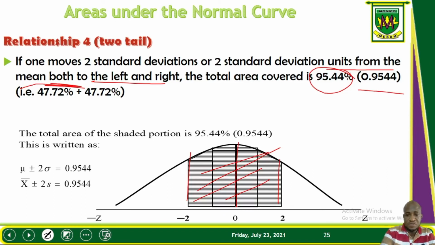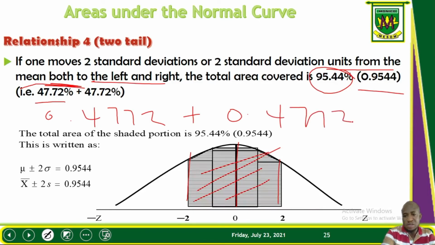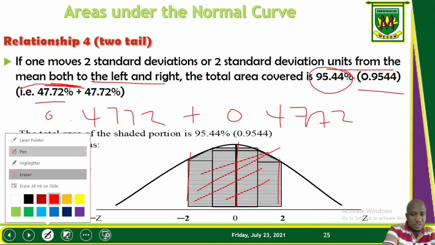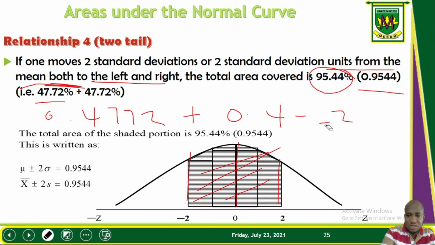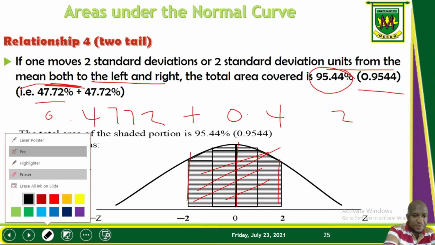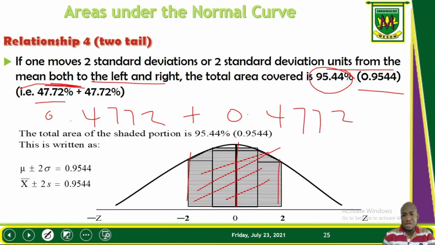The area covered will be the 0.4772 in decimal form, plus another 0.4772. Let me write it well for you. 0.4772, and this will give us the value 0.9544. I hope we've understood this one too.